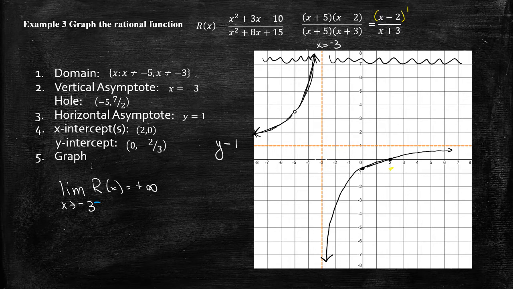If we approach -3 from the right-hand side, we see that our function values are going down towards negative infinity. Okay, good.